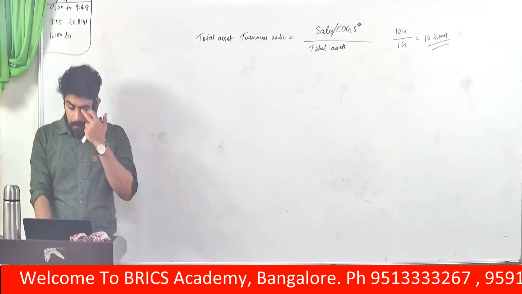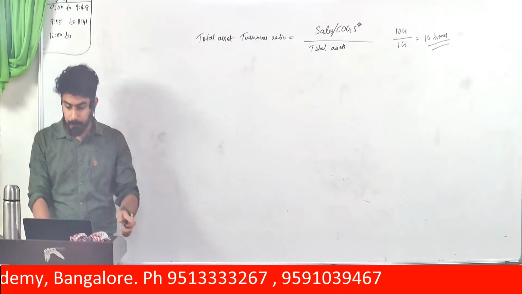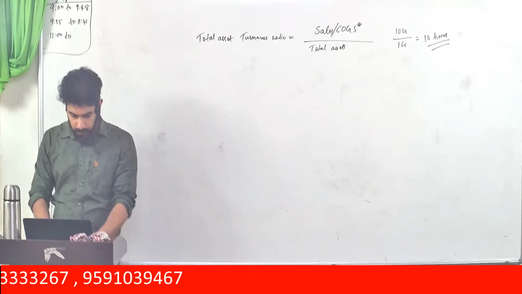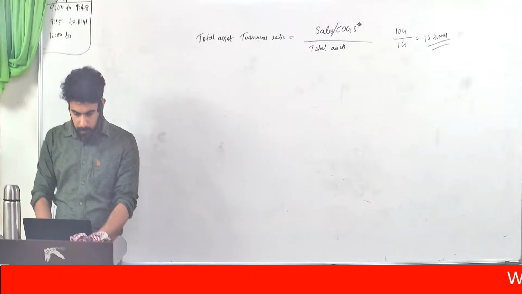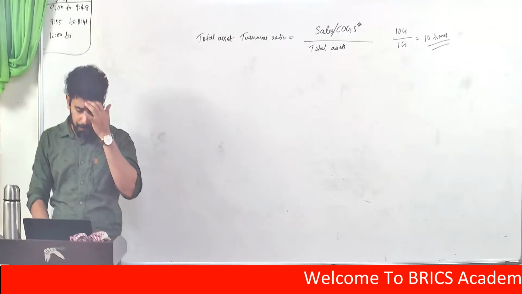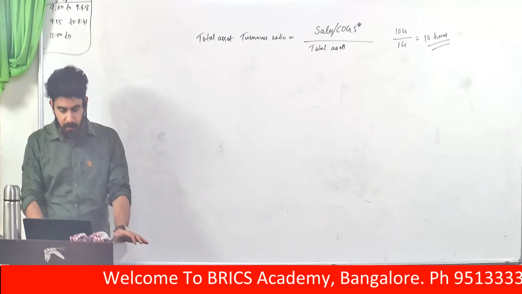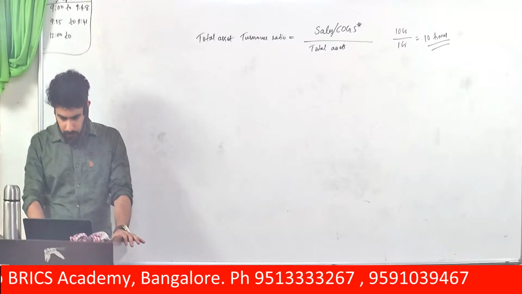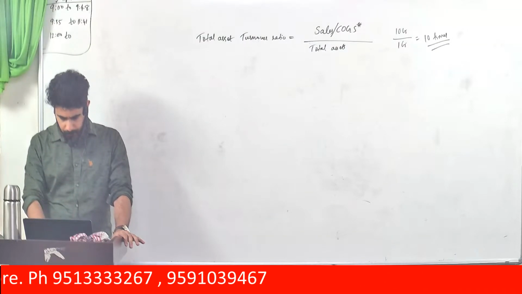Just 1 minute, guys. There's one more thing we need to write. Raw material inventory is over. Now we have WIP, work in progress, and finished goods, all this you know already. Let's write that also together.